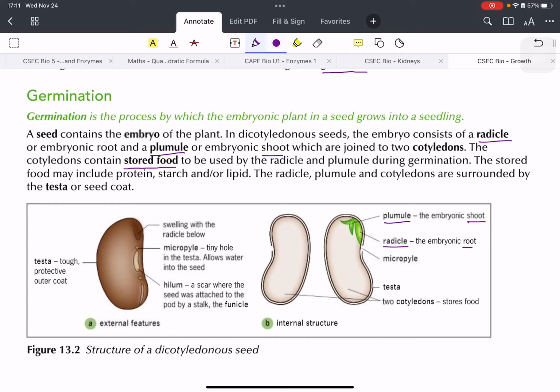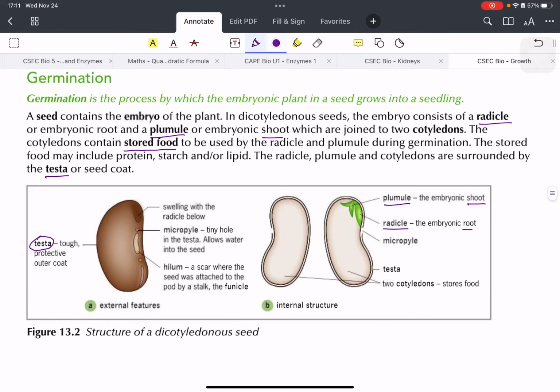So the stored food will contain proteins, carbohydrates, lipids, the essential things that everything needs to survive. Okay, now the testa, not Tesla, the testa protects the seed. The testa is a tough coat in the seed that protects it, right?